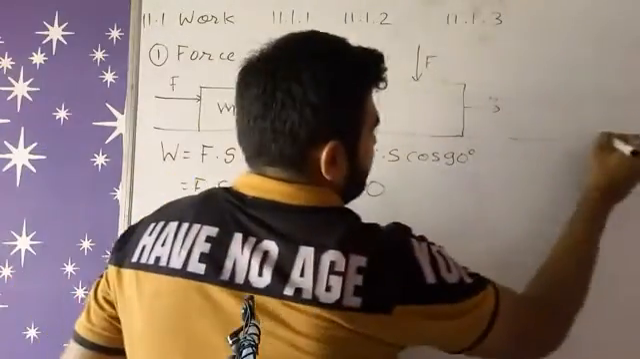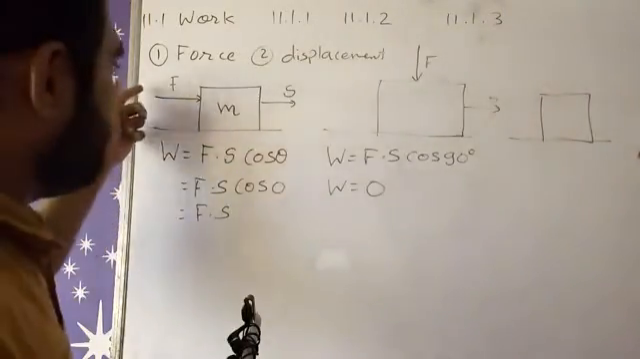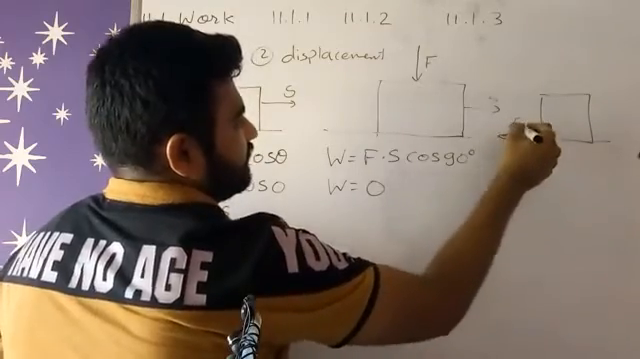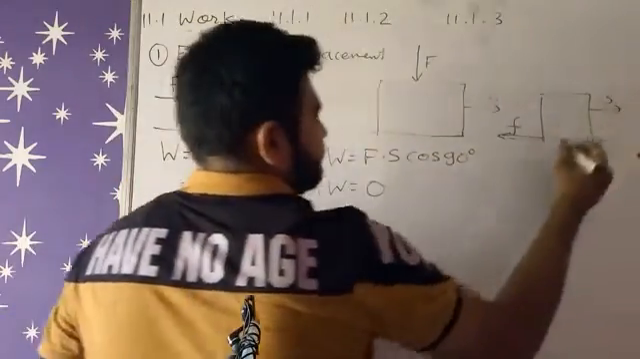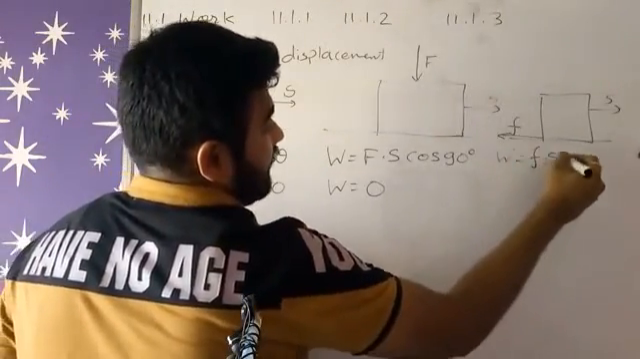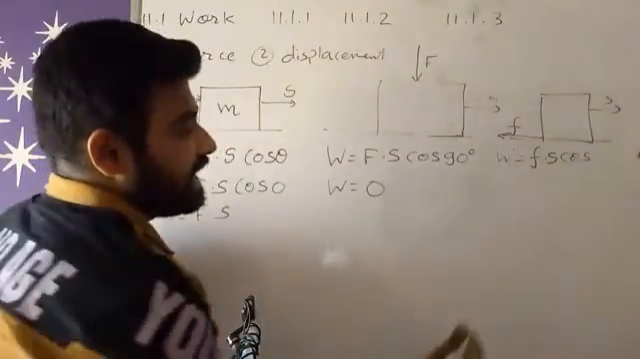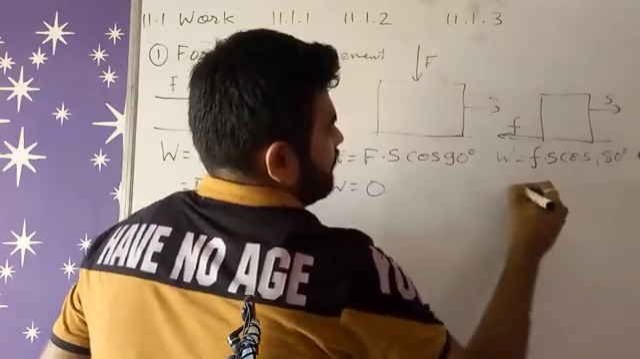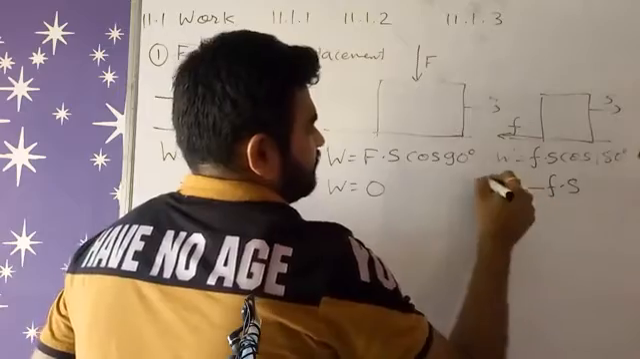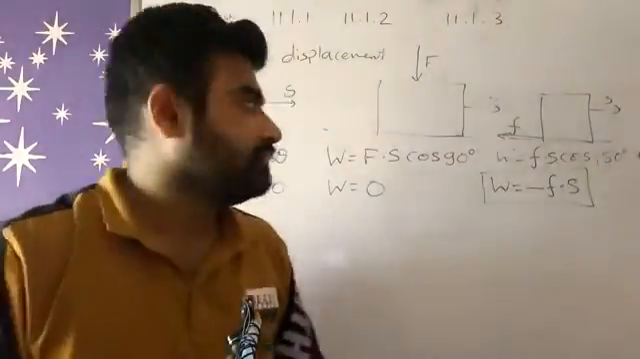And for the third example, I am taking the same block. Whenever we apply external force in this direction, there will be frictional force here, and displacement again in that direction. Both are opposite. I have to write here W equals F into s cos. Now whenever both directions are opposite, we take the angle as 180 degrees, and cos 180 will be minus 1, so minus F into s. So that work done is negative. Why? Because both are in opposite directions.